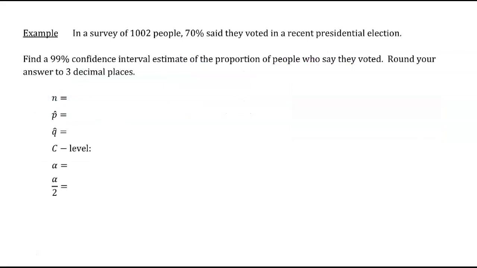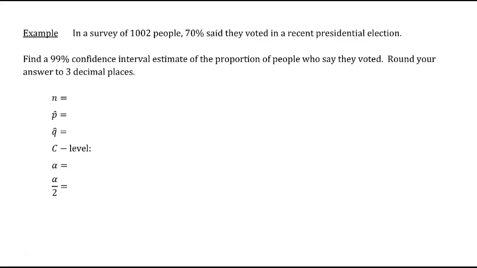In this example, we're told that in a survey of 1,002 people, 70% said that they voted in a recent presidential election. We're going to find a 99% confidence interval estimate of the proportion of people who say they voted, and we'll round to 3 decimal places. First, let's list out everything that we know.